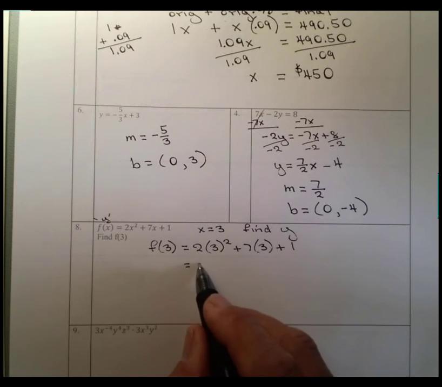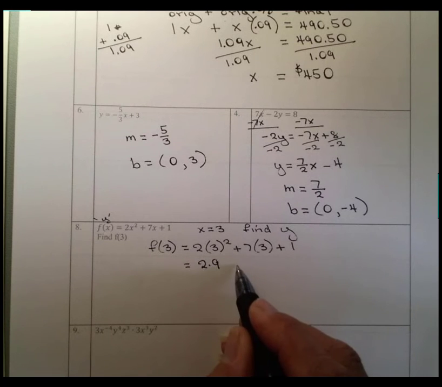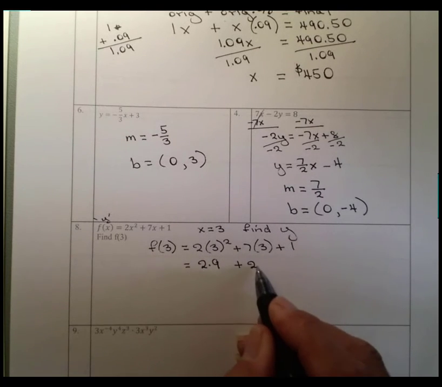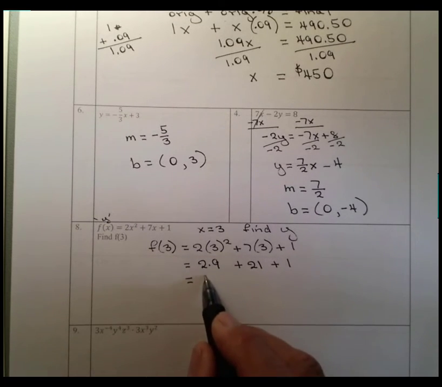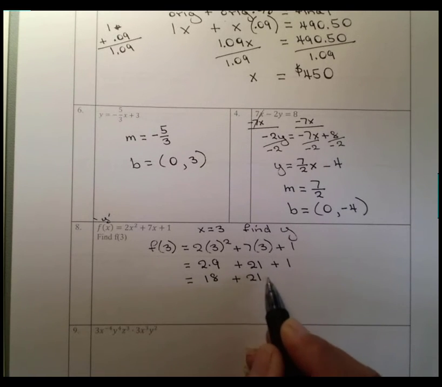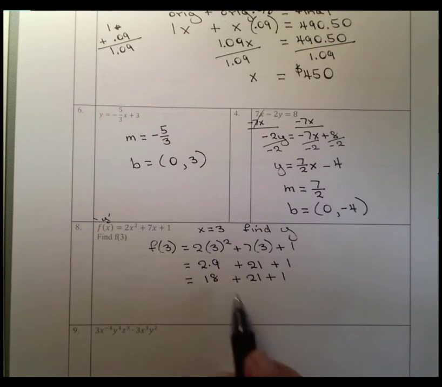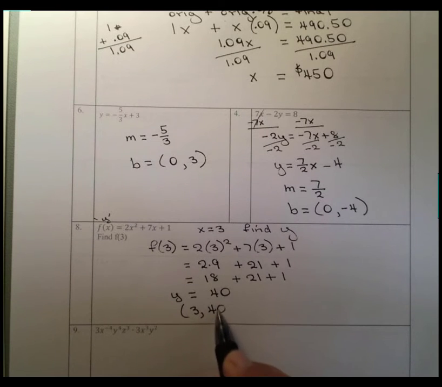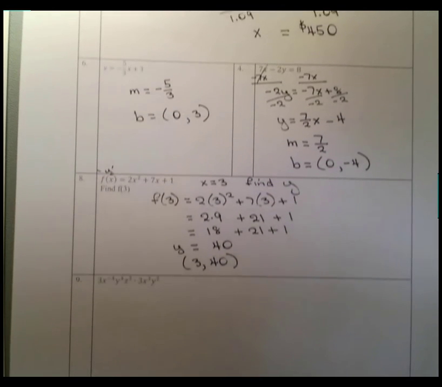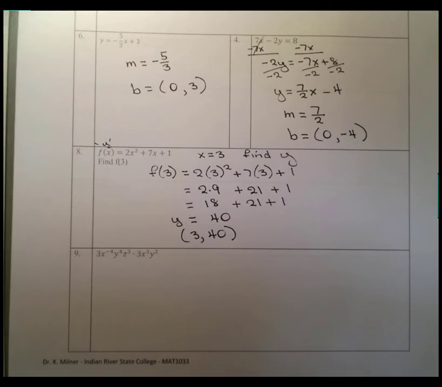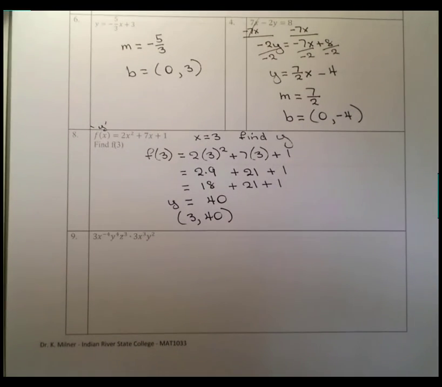I'll square this first because that's order of operations, and I'll have 2 times 9. I can come over here and go ahead and multiply this together since it's a lower operation. And now I'm going to just kind of finish this up. And all I have to do now is just add these 3 numbers together, and I'm coming up with 40. So if x is 3 and y, I've just found, is 40, the solution to f of 3 is the point 3 comma 40. In other words, where on the line is x equal to 3? Well, the y-coordinate would be 40.